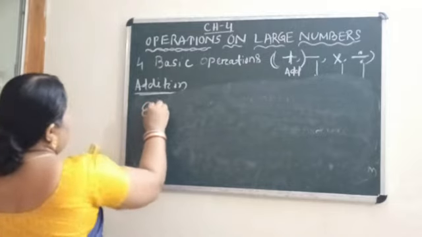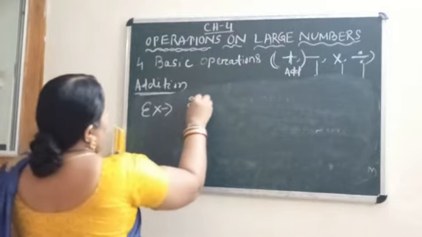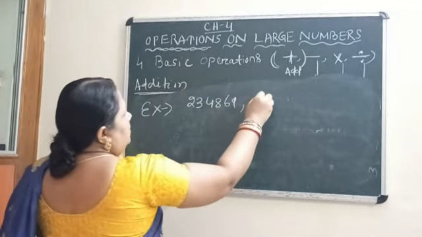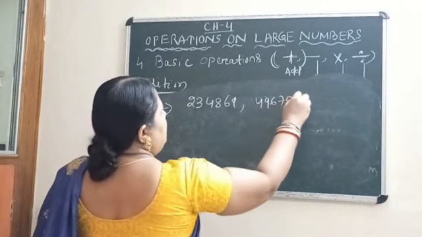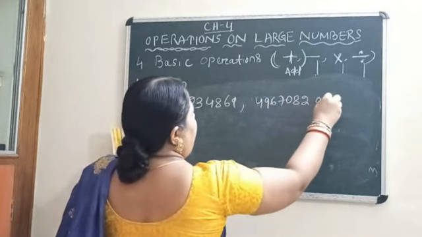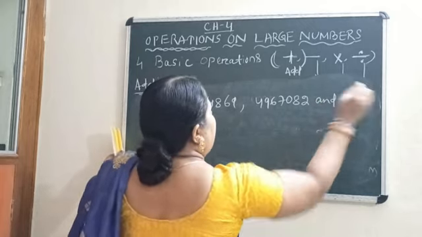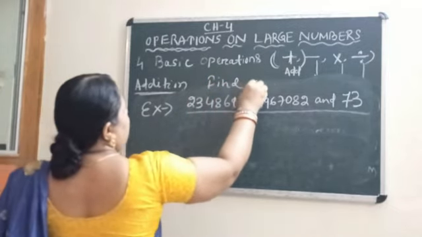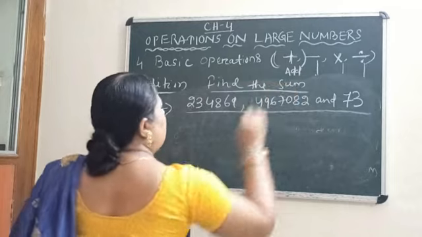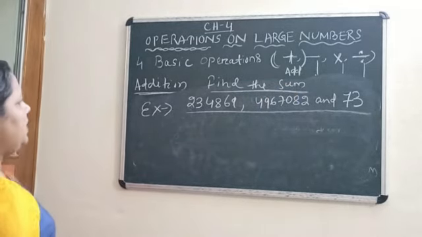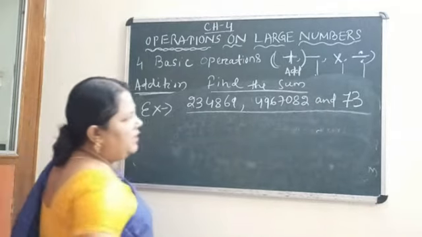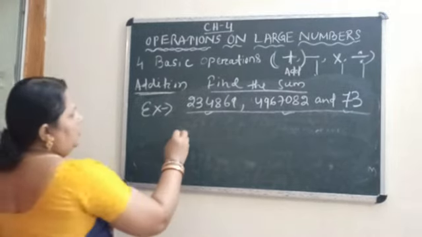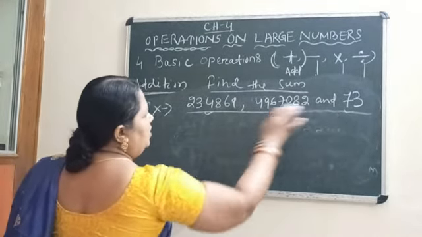Okay. I am taking one example. Suppose 2, 3, 4, 8, 6, 9, 4, 9, 6, 7, 0, 8, 2 and 73. This is one question and it's asking to find the sum. Okay, so we will discuss this example here. So how many numbers are given? This is one number, this is one number, and this is one number. 3 numbers are here.